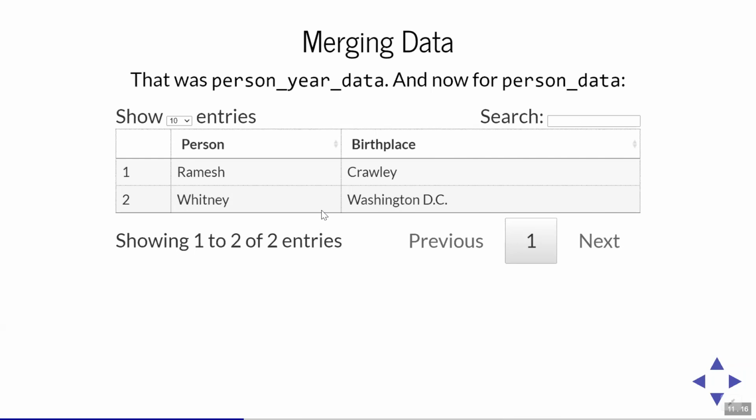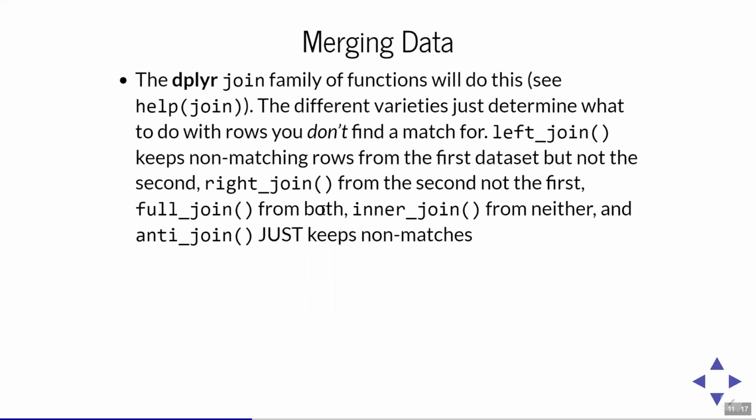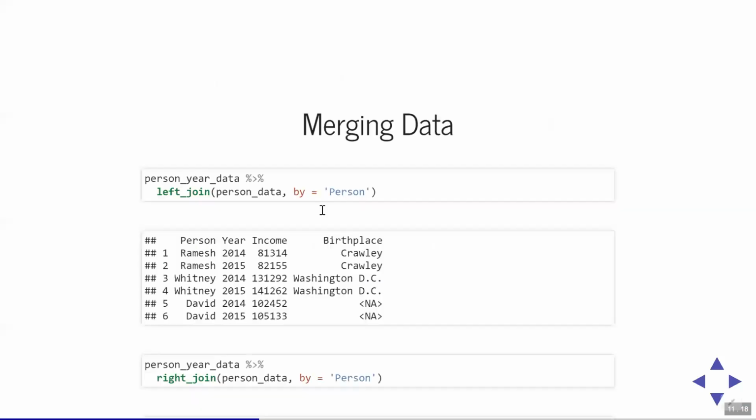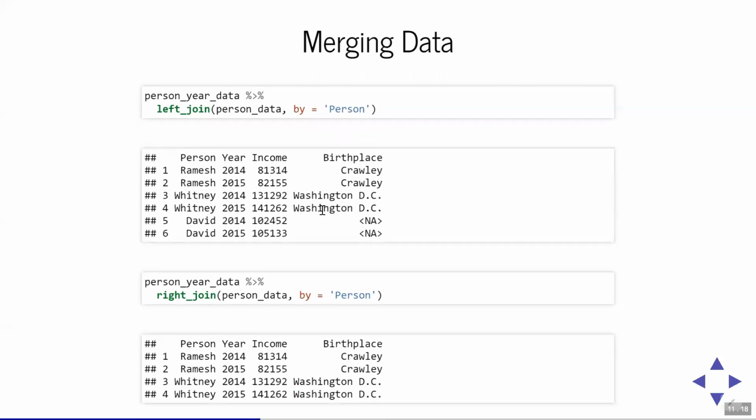But let's say that we want to look at the relationship between birthplace and income, right? Well, we need both of these to be in the same data set. We can do that with a merge. In dplyr, which is a part of the Tidyverse, the join family of functions is how you would typically do a merge. There are many different join functions. The different varieties of join function mostly just determine what you do with rows that you don't find a match for, which I'll come back to in a second. Realizing this slide probably should have come later, but let's see just how we can use a join function. I'll be using left join, and I'll talk about what that means in a second.